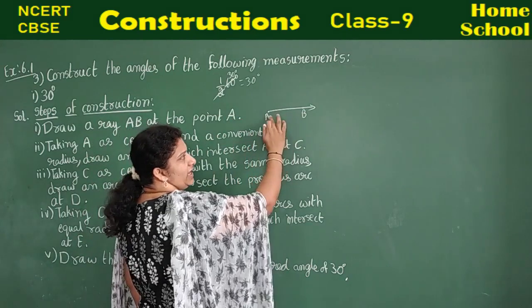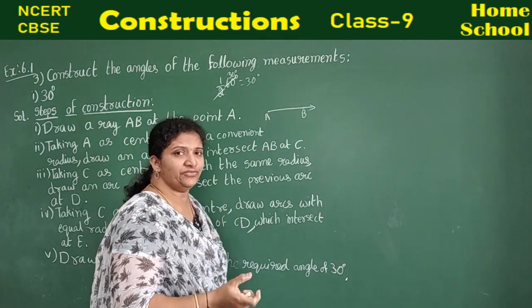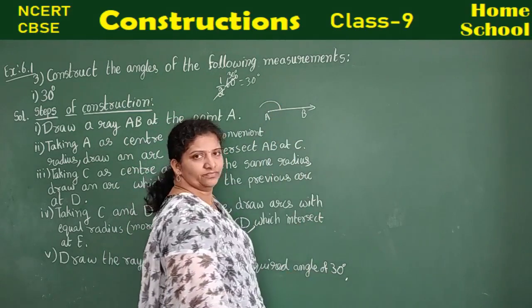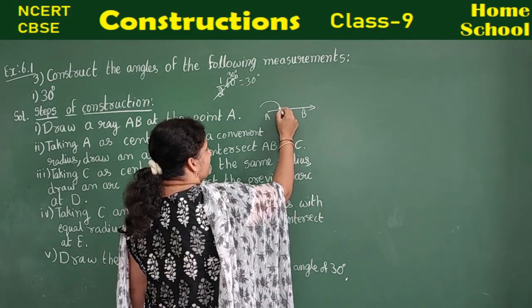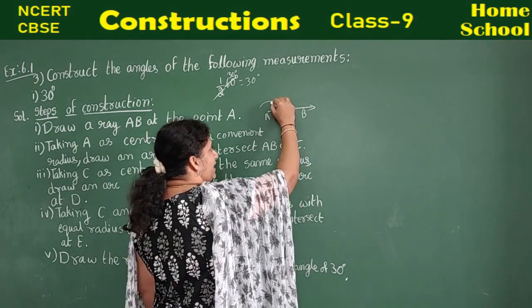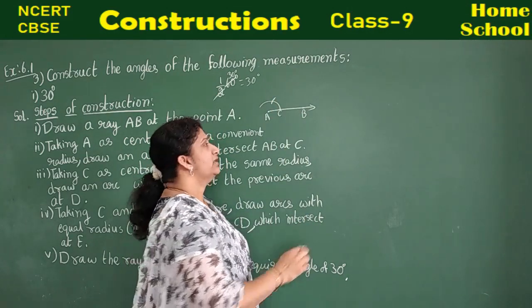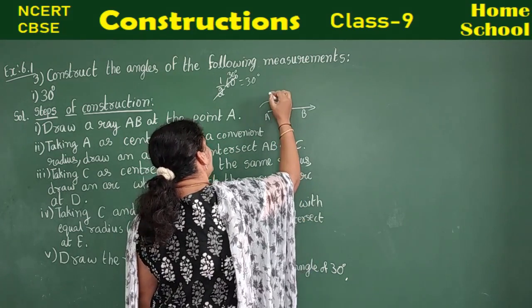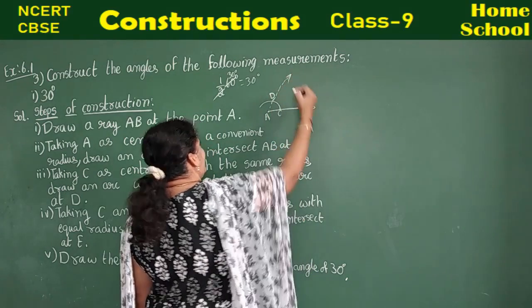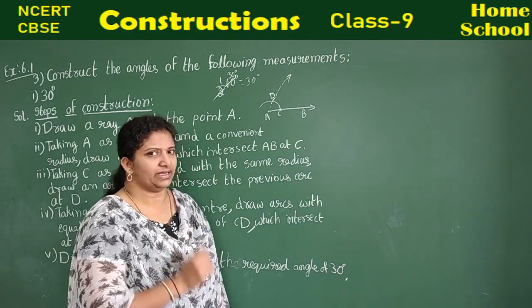First step, draw a ray AB. Now with A as a center, take convenient radius, draw an arc, with free hand, intersecting AB at C. Next, with C as a center, same radius, draw an arc, cutting the before arc, and mark this point as D. What is this angle so created? This angle will be 60 degree. We need half of 60. Half of 60 means 30 degree angle.